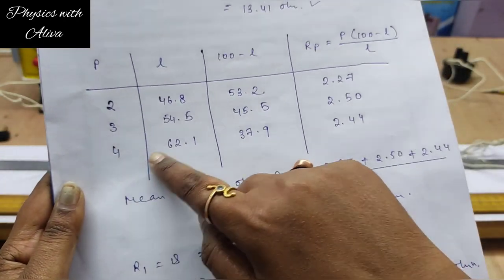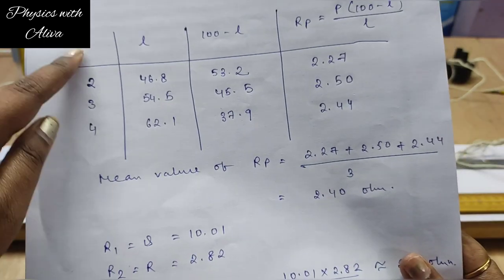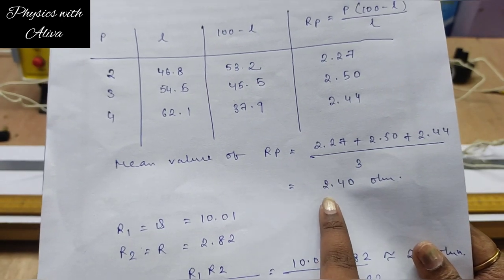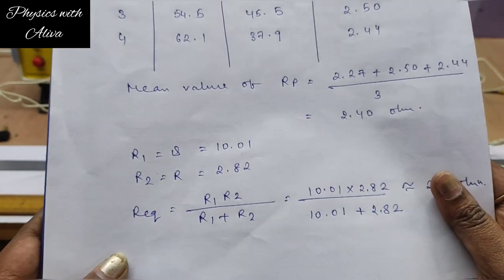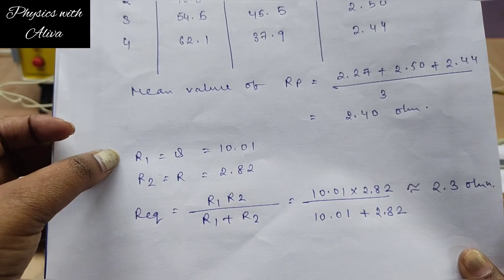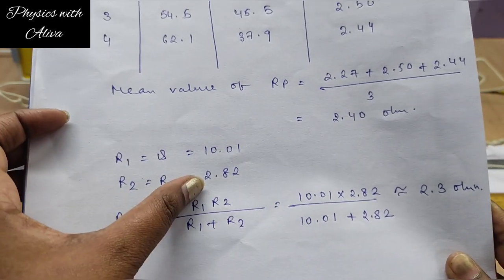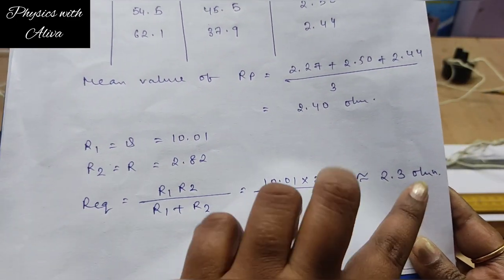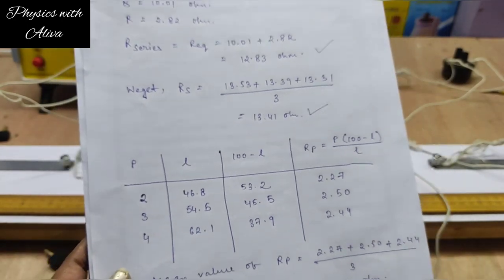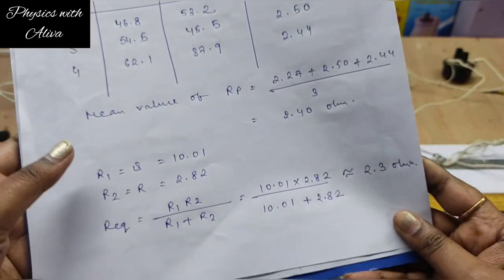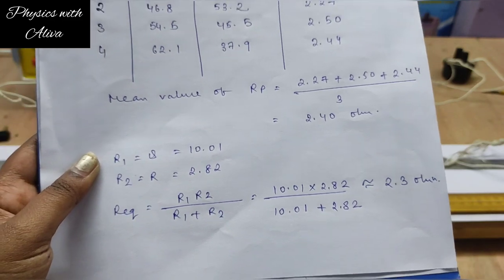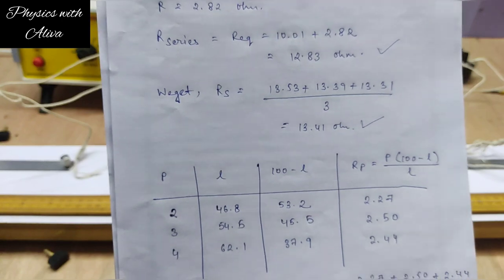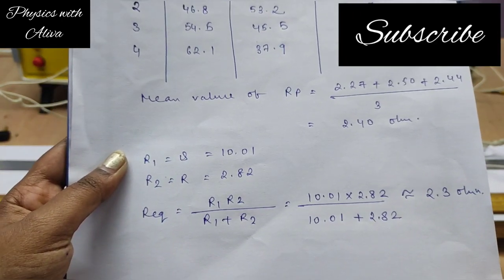Now see this. This is the entire table for the parallel combination. We have taken those readings and calculated this. From this we got the unknown resistance for the parallel combination as 2.40 ohm. This is the mean value. Now we have to calculate the original value. We know the first resistance was 10.01 ohm and the second resistance was 2.82 ohm. So in parallel combination, the equivalent resistance will be 2.3 ohm. So these two values are close enough, like for the series combination. Hence we can say that the series and parallel combinations are proved. By experiment and by calculation, we have proved that the combination laws are right.